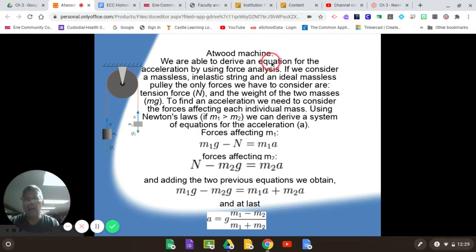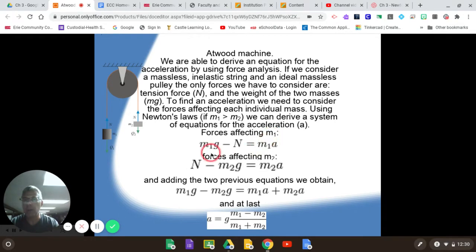So let's look at what we have here. It says the Atwood machine. We were able to derive an equation for the acceleration by using force analysis. If we consider a massless, inelastic string and an ideal massless pulley, the only forces we have to consider are the tension force and the weight of the two masses, mg. To find an acceleration, we need to consider the forces affecting each individual mass. Using Newton's law, if m1 is larger than m2, we can derive a system of equations for the acceleration.